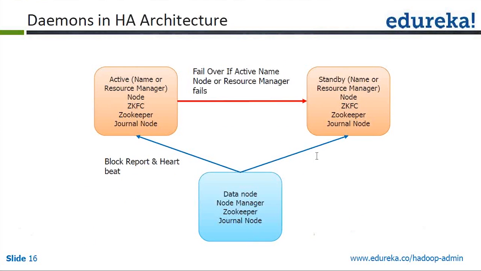Okay, so these are the daemons I was talking about, guys. There is a standby name node or a resource manager node. There is a zookeeper failover controller. There's zookeeper and there is a journal node. And we have data nodes, obviously, which will be running the node manager, the zookeeper, and the journal node.